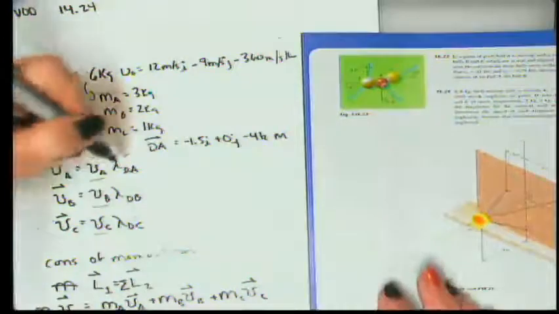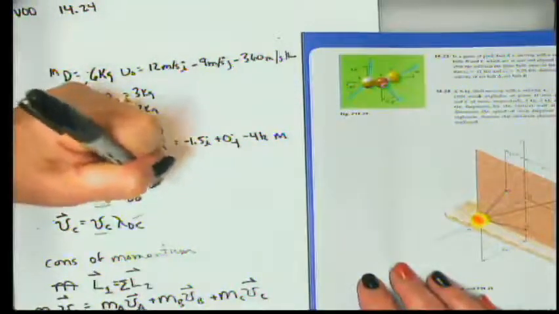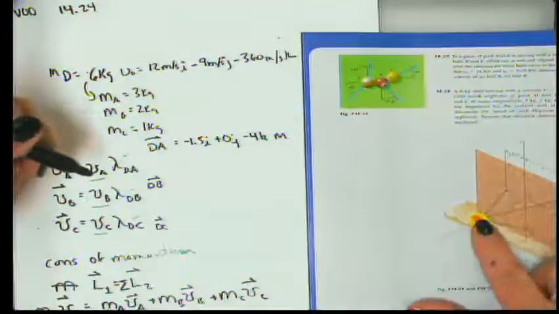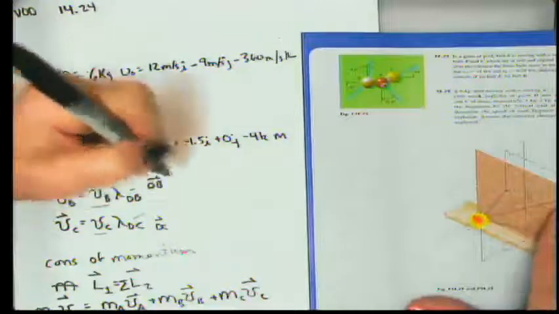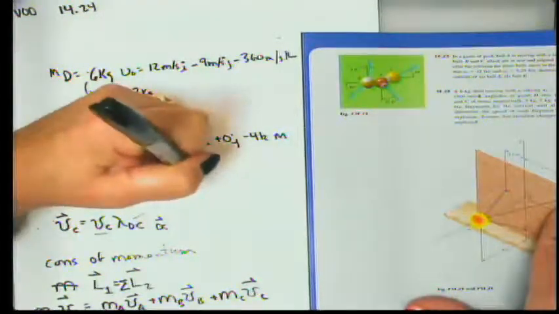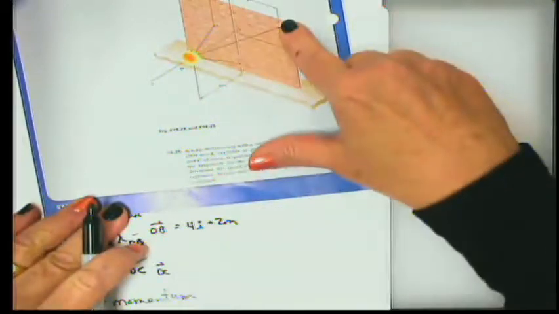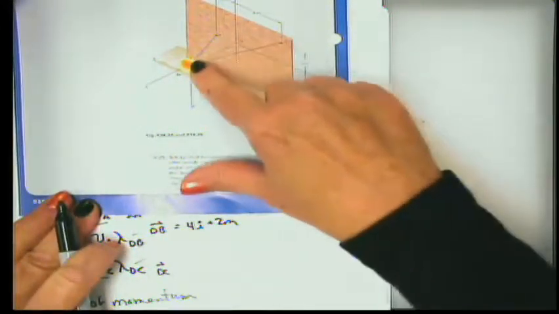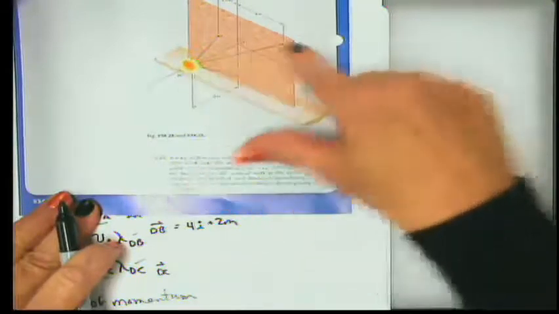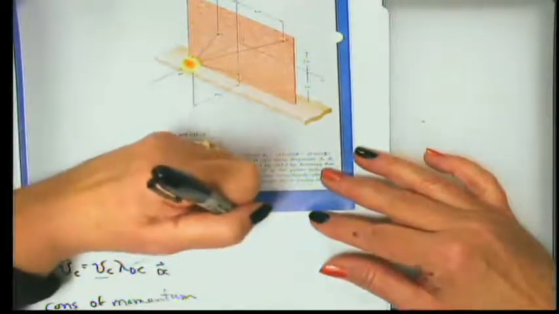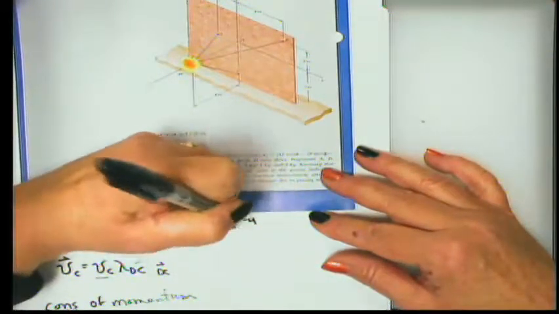Okay, I'm going to do the same thing for dB, since I'm kind of on a roll, and dC. So from D to B, in the x direction, we move to the right 4 meters. In the y direction, we move up 2 meters. And in the z direction, we're still hitting the same wall, so that's negative 4 meters in the k direction, like that. All right?